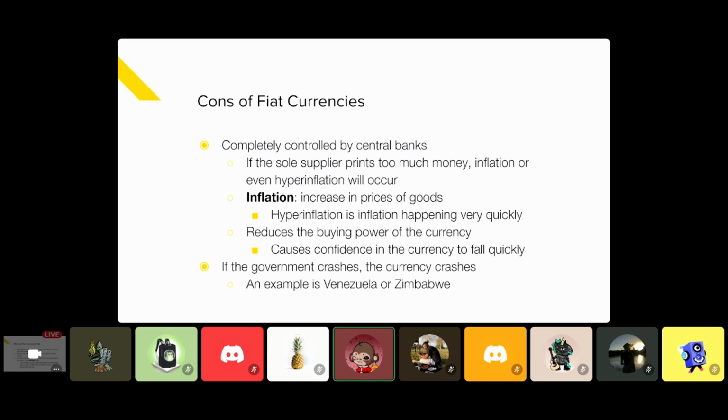If the government crashes, the currency also crashes. An example is Venezuela or Zimbabwe. And that's what we've been expanding on, because fiat currencies can only hold value if the government can hold its economy to a certain value.